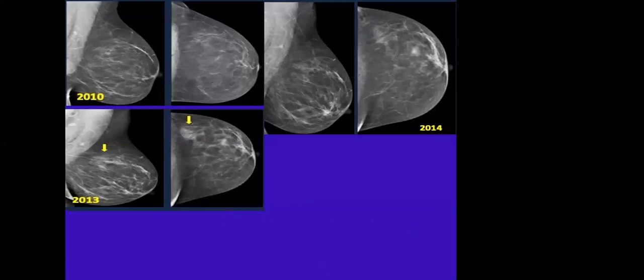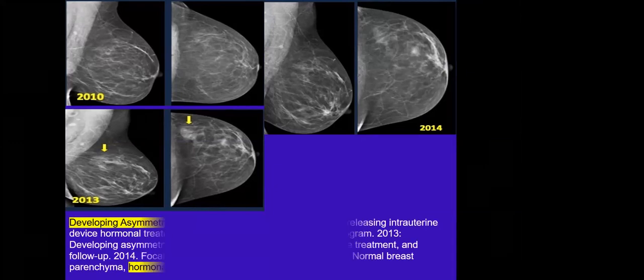Okay. What about this lady? This lady, okay, first round 2010, the second one 2013 demonstrates a developing asymmetry. And what about 2014? What happened to that asymmetry? It decreased. What does it indicate? Maybe she was on hormonal replacement therapy and then she stopped it. Excellent, well done. Yes.